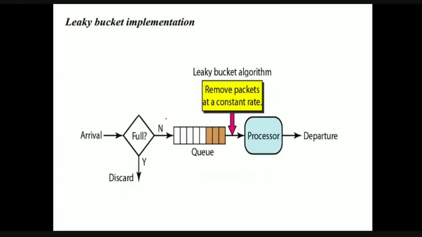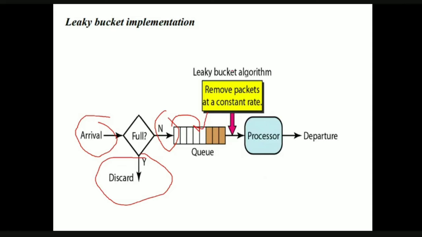Yes, sir. So if you see, this is our leaky bucket algorithm. So the packet is going to arrive here. Okay, if the queue is full, obviously it will discard the information. If the queue is not full, they are filled in the queue. Okay, so the leaky bucket algorithm is going to remove the packet at a constant rate. Okay, so whatever may be the input from the sender, when it is passing through this leaky bucket algorithm, it removes the data at a constant rate only. Okay, so the processor processes and it sends the packet out of the network or to some other destination. Okay, so this is how leaky bucket implementation is done.